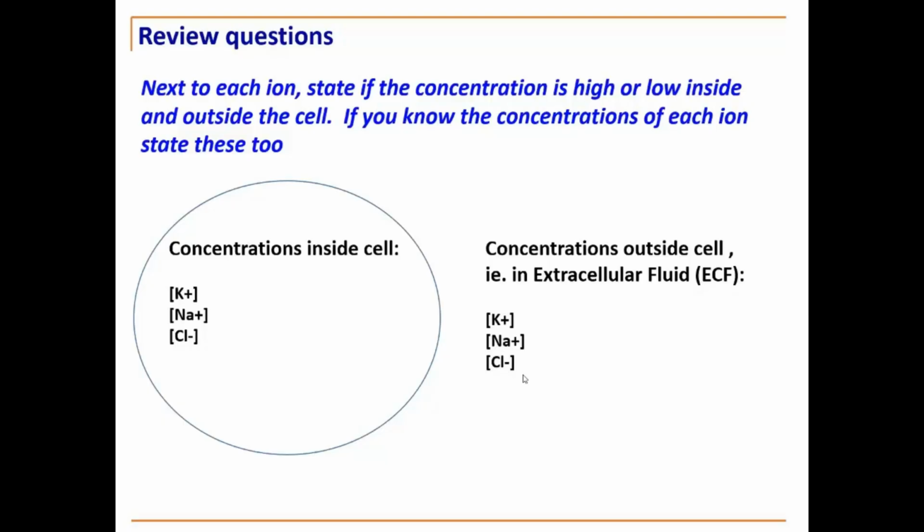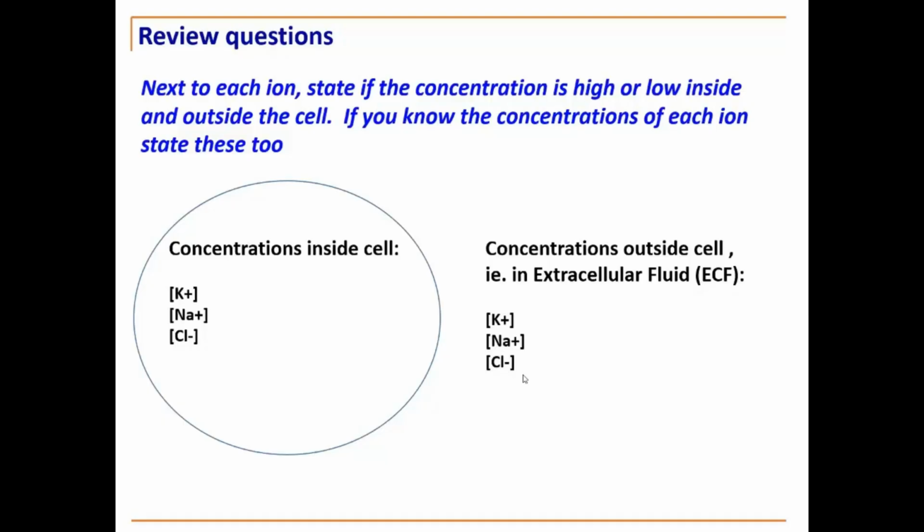So what I'd like you to do, and hopefully you know this anyway, I just want you to tell me the concentrations of these ions, so sodium, potassium, and chloride, inside and outside the cell. We're doing this because knowing these concentrations, or at least the relative proportions, helps you to understand action potentials, so how electrical currents move along nerve cells, and therefore how we communicate in the nervous system. So I really want you to tell me what's high, what's low, okay, inside and outside the cell.